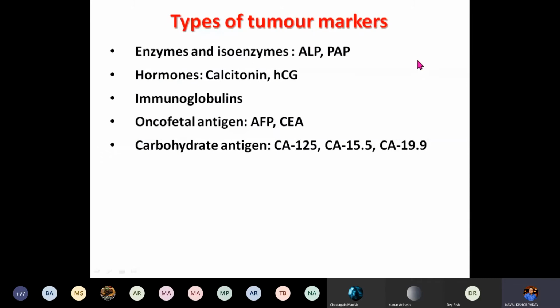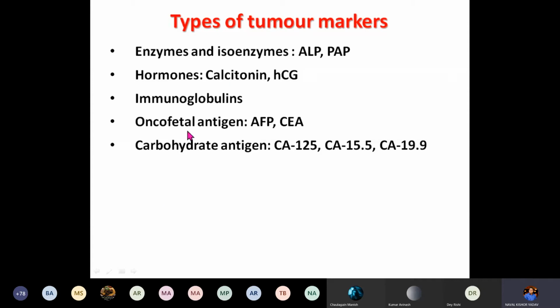So you can see some types of the cancer tumor markers. Enzymes can be used as tumor markers, like ALP. Hormones can be used as the cancer tumor markers. Immunoglobulins can be used as the tumor markers. Oncofetal antigens can be used as the tumor markers. Carbohydrate antigens, so these are all used as the tumor markers.